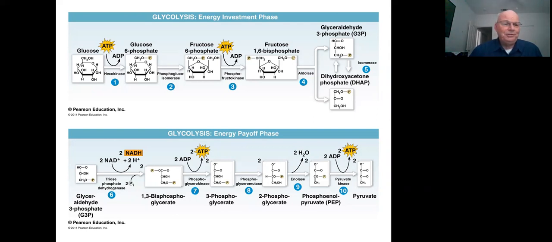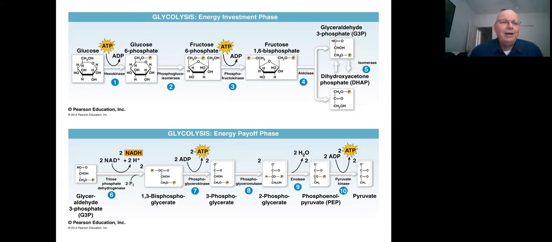And it turns out that these are structural isomers of each other. The problem for cells is that only G3P, glyceraldehyde 3-phosphate, can be further processed to pyruvate to start the energy production associated with glycolysis and cellular respiration. So if we did nothing with the DHAP, we would throw away half the energy of a glucose molecule.